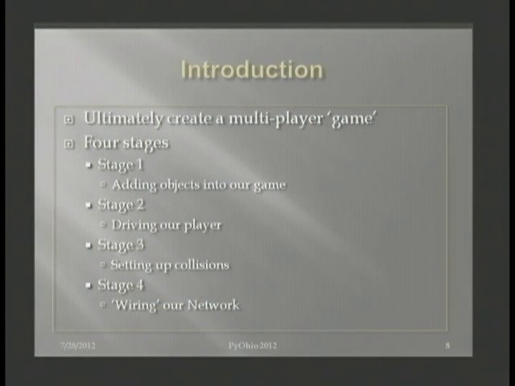Ultimately, to create this multiplayer game, I'm going to talk about it in 4 stages. Stage 1 is adding objects to the game. Stage 2 is actually taking the object that is your player and giving him the ability to move around in the scene through the keyboard controls. Stage 3 is we're going to be dealing with collisions. Wouldn't be much fun in the game if you couldn't collide with something or someone. And stage 4 is the wiring. We're going to wire our network, and we're going to discuss some of the issues.